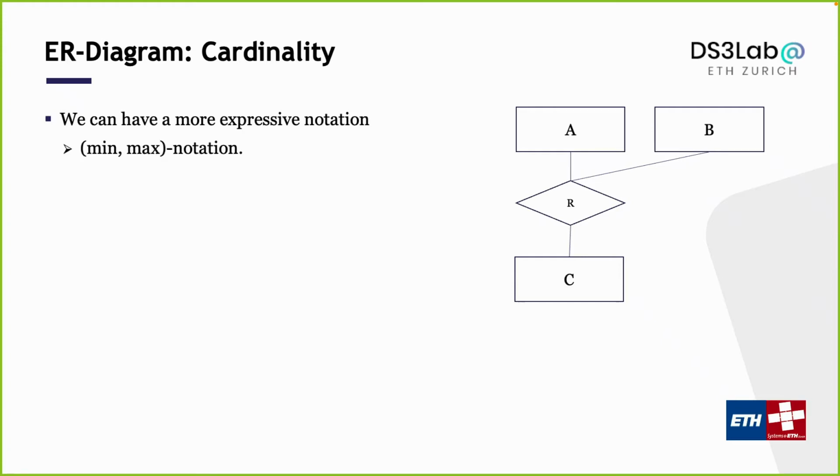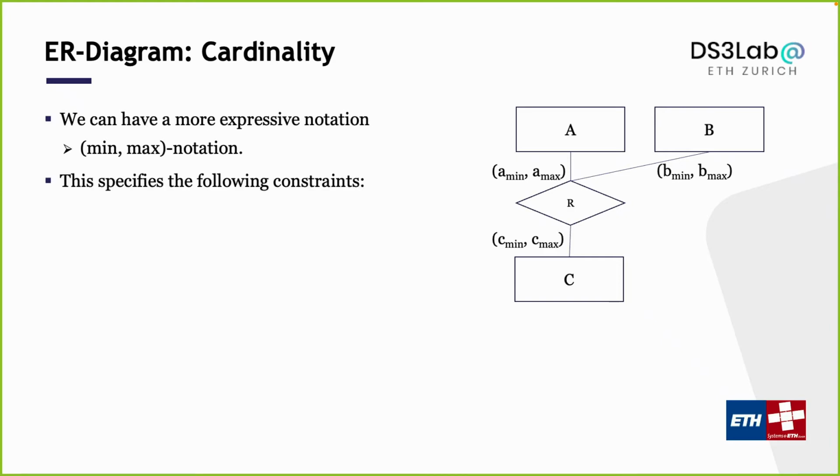There's actually a specific notation for you to do that, and it is the min-max notation. So essentially you can have the min and the max value labeled along each participation of each entity set in each relationship. For each edge, you can say, this is the minimal number of times that an entity can participate in this relationship, and this is the maximum amount of times that the same entity can participate in this relationship.